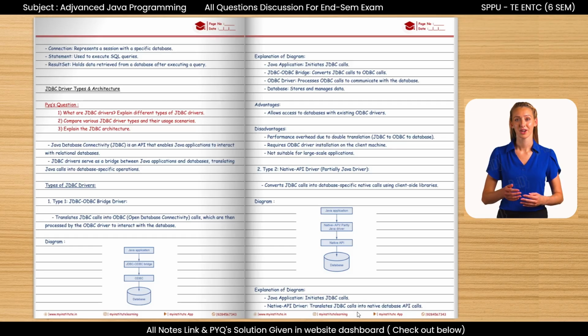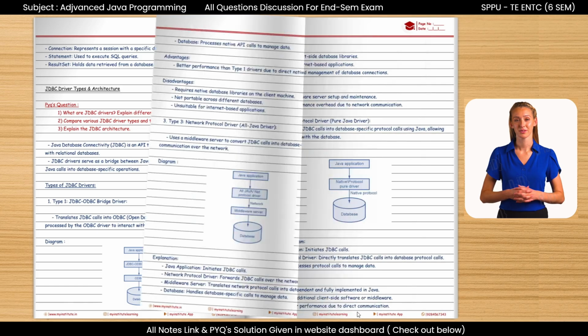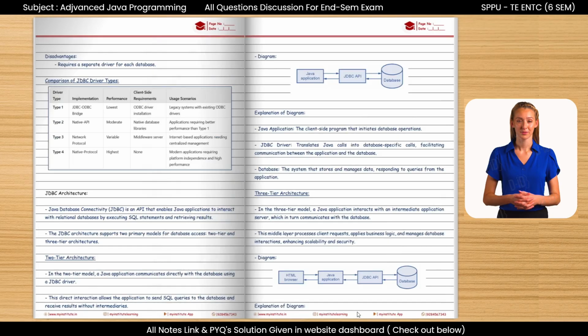Now, let's move to JDBC architecture. An expected question is, explain the JDBC architecture. JDBC architecture consists of 2 main components. JDBC API provides interfaces for database interactions, and JDBC Driver Manager handles communication between the application and database.